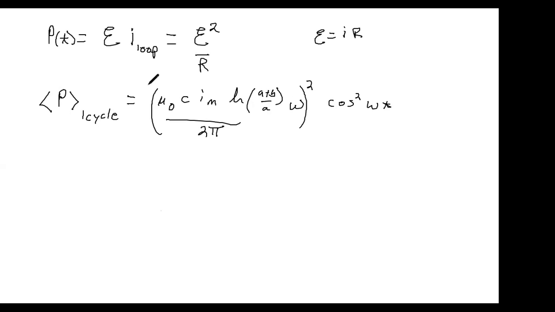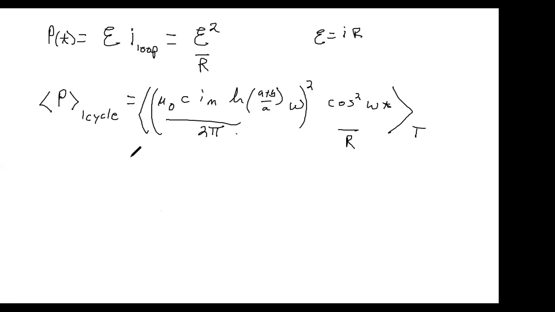And then we have to average that over one period. Oh, sorry, that's the EMF squared. I have to divide by R. There we go. Now we're good. So I've got EMF squared divided by R, and I have to average over one period, one cycle.